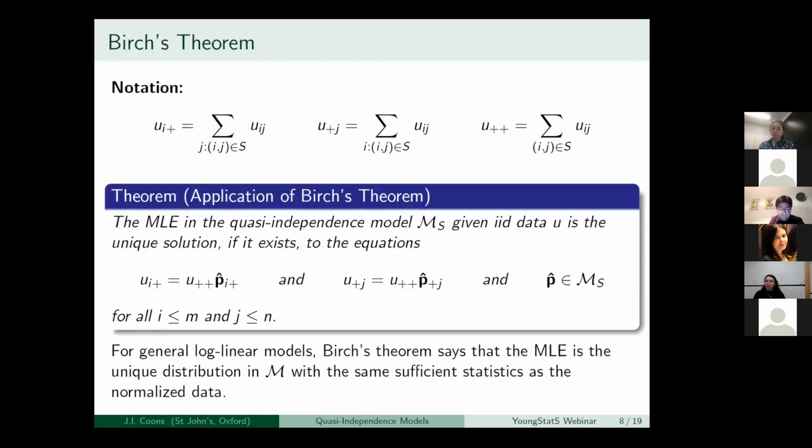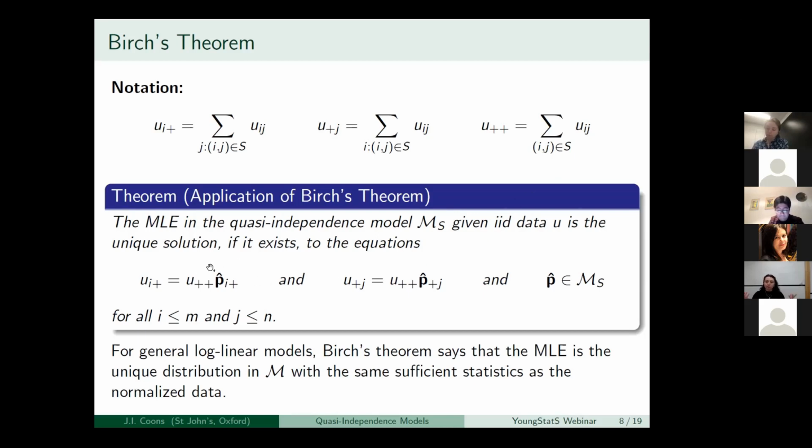How can we compute this? In the case of log linear models, a lot of us in the algebraic statistics community like to use what we call Birch's Theorem, and I'll state it in this particular case. First, I'll introduce a little bit of notation. I'll let Ui plus be the sum where I fix i and let j range over n for ij in my set. In other words, this is the ith row marginal of my data. Similarly, I'll let U plus j be the jth column marginal of the data. And finally, U plus plus will be the sum of all of the entries of my data.